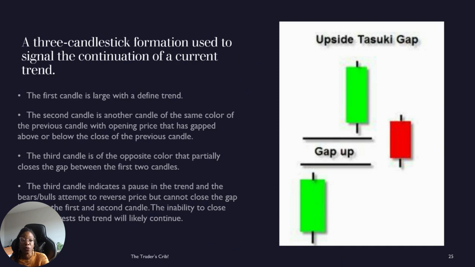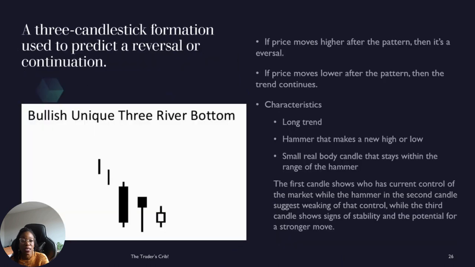There's another three candlestick formation called the upside Tasuki gap. This is a bullish pattern. The first candle is large with a defined trend. The second candle is another candle of the same color as the previous candle with the opening price that has gapped above or below the close of the previous candle. The third candle is of the opposite color that partially closes the gap between the first two candles.